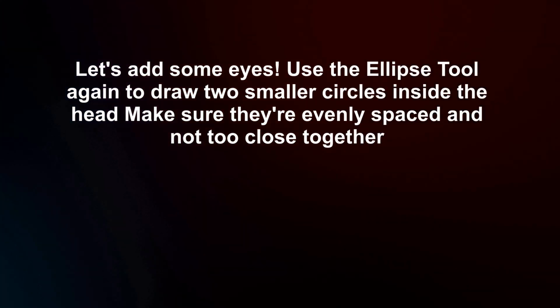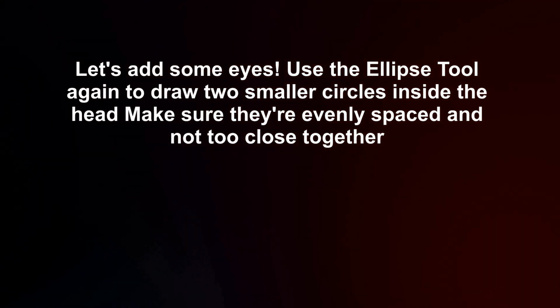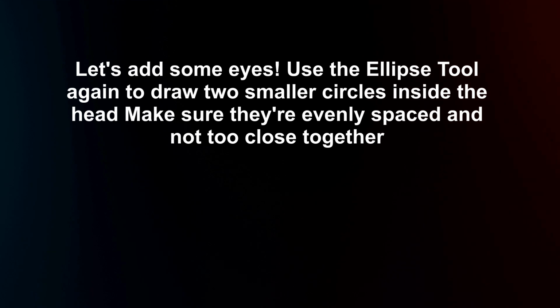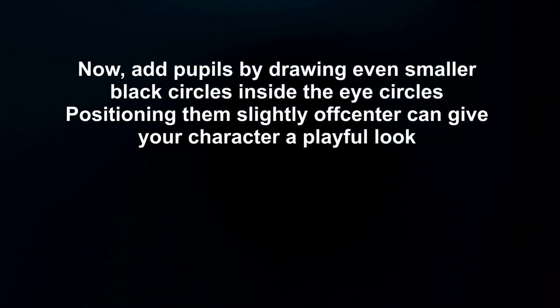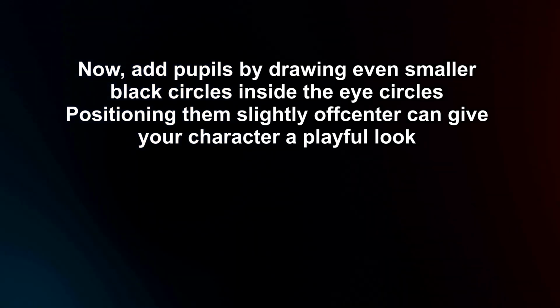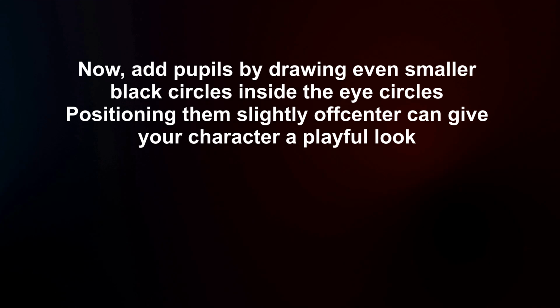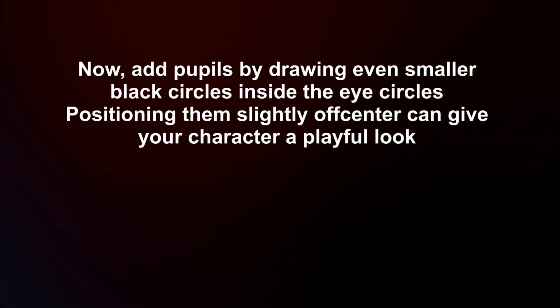Let's add some eyes. Use the ellipse tool again to draw two smaller circles inside the head. Make sure they're evenly spaced and not too close together. Now, add pupils by drawing even smaller black circles inside the eye circles. Positioning them slightly off-center can give your character a playful look.